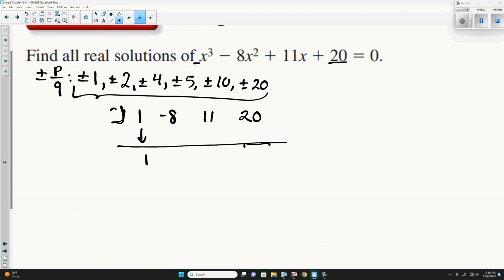Well, now we can try 2. 2 times 1 is 2. Negative 8 plus 2 is negative 6. 2 times negative 6 is negative 12. 11 minus 12 is negative 1. 2 times negative 1 is negative 2 plus 20 is 18. So that didn't give us a remainder of 0, which means 2 is not a solution.